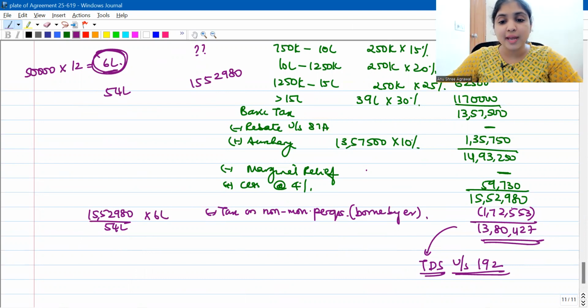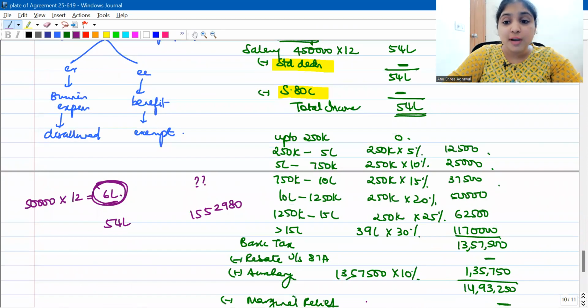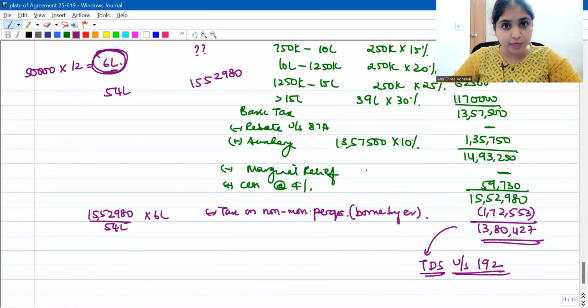Yes, 15,52,980 was your tax liability for the entire 54 lakh of income. Your income was 54 lakhs, right? For 54 lakhs of income, your tax liability was 15,52,980. We are thinking about just the non-monetary perquisites part, 6 lakhs. On this part, tax will be borne by the employer. So how much tax will be borne by the employer if you cross multiply 6 lakh into 15,52,980 by 54 lakhs? 1,72,553 will be borne by the employer. So to that extent, the employee does not have to pay tax. Got it? So this was it about question number 8.